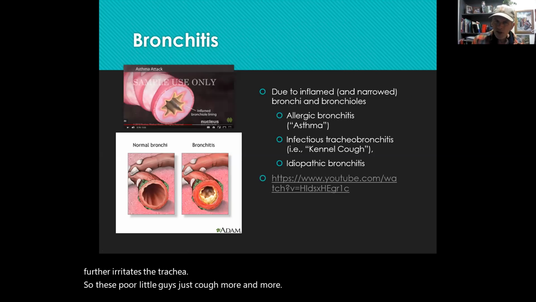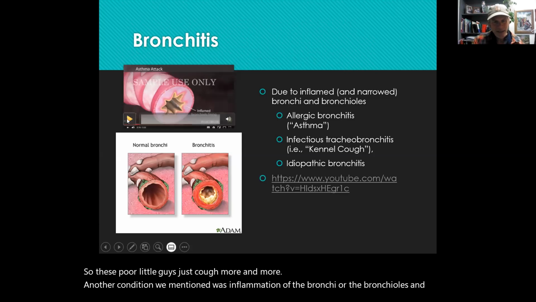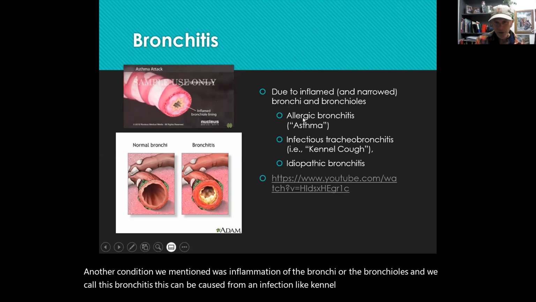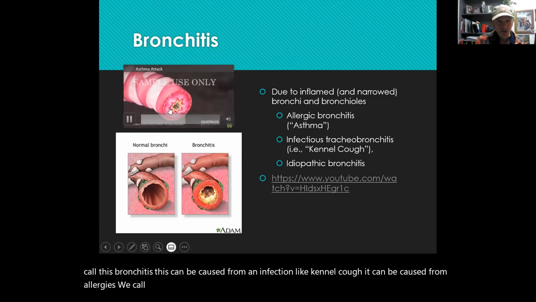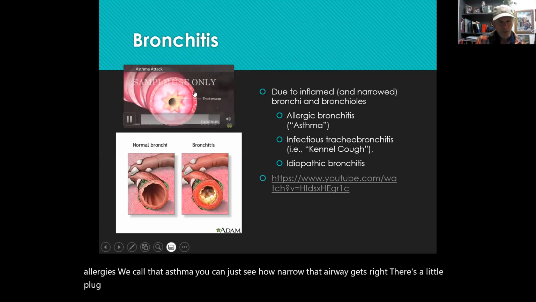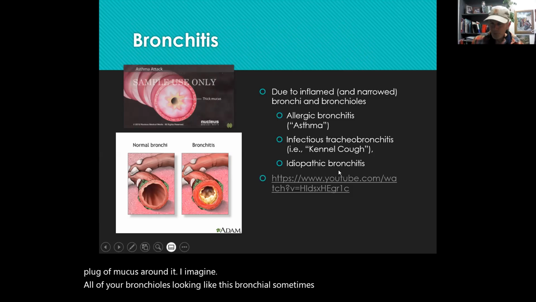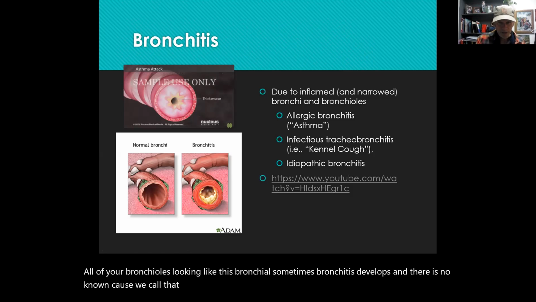Another condition we mentioned was inflammation of the bronchi or the bronchioles, and we call this bronchitis. This can be caused from an infection like kennel cough. It can be caused from allergies. We would call that asthma. You can just see how narrow that airway gets, right? There's a little plug of mucus around it. Imagine all of your bronchioles looking like this bronchiole. Sometimes bronchitis develops and there is no known cause. We call that idiopathic bronchitis.